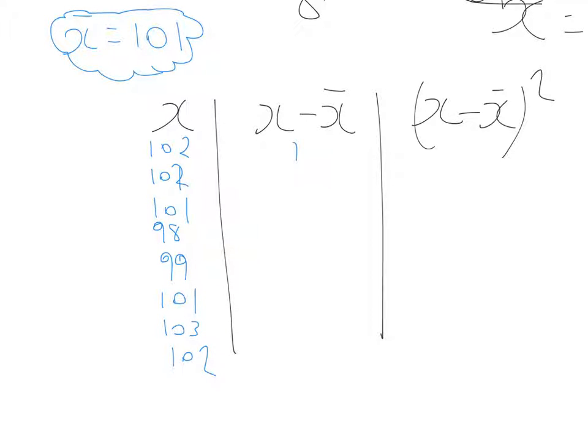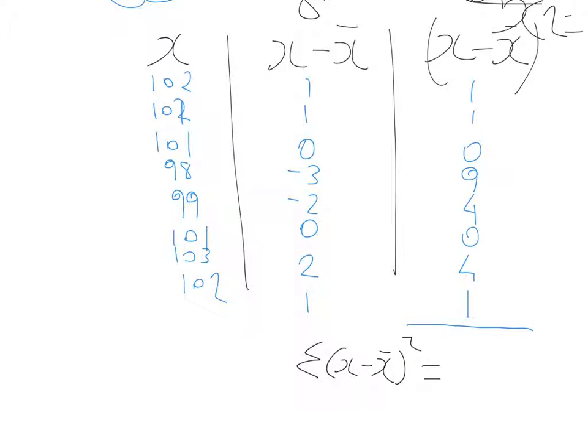I do 102 take away 101. That's 1. Square it, and I get 1. I then do 102 take away 101. 1 again, square it, and I get 1. 101 take away 101, 0. Square it, and I get 0. 98 take away 101. Minus 3, square it, and I get 9. 99 take away 101. Minus 2, square it, and I get 4. 101 take away 101, 0, square it, and I get 0. 103 take away 101 is 2, square it, and I get 4. 102 take away 101 is 1, square it, and I get 1.